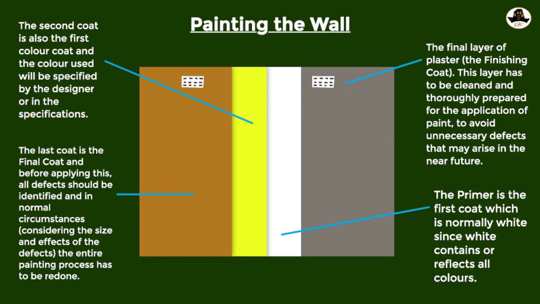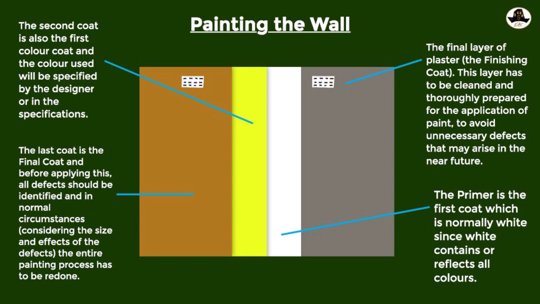This is to make sure that the primer coat, the first coat, which is normally white, since white reflects all colors, is applied on a smooth surface. Because that's now the final outlook of the building, we have to ensure that from there onwards everything is smooth, leveled and aesthetically appealing.